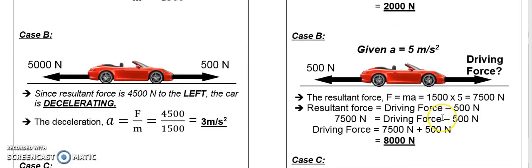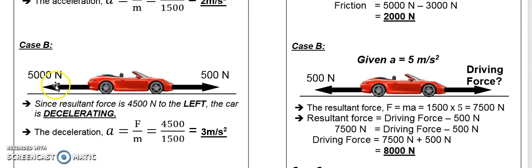What about the next case? Case B is similar, except that rather than accelerating, it's actually decelerating. So I can also find the deceleration here. In this case, given the acceleration is 5 meters per second squared, I can first find F equals ma. Oh, sorry, that gives the resultant force, right? Since it's the resultant force, I can use the formula: resultant force equals forward minus backwards. And the rest is just maths, basically. So I can find the driving force is 8,000 newtons here.